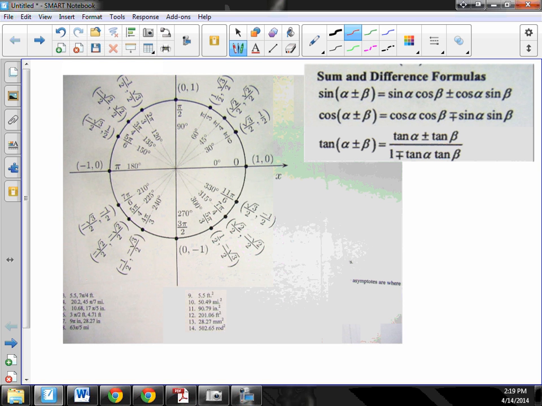So the unit circle has 20 different points. 0, every multiple of 30, every multiple of 45, and every multiple of 60. Okay, but the angles in between are not found. We can create those angles because of the sum and difference formulas. And we could prove the sum and difference formulas, but we're not going to bother.